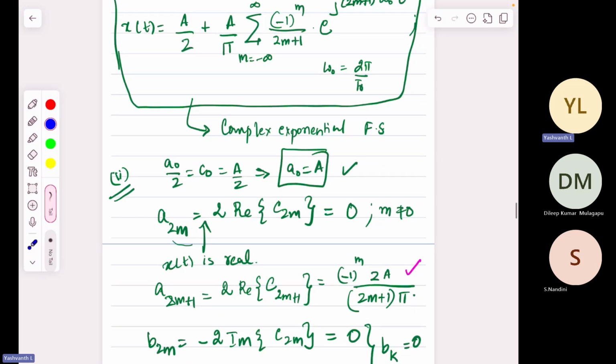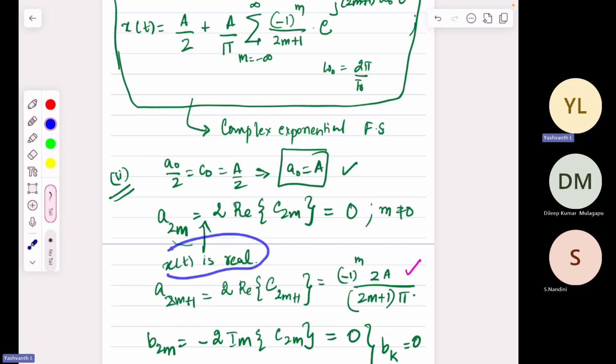Recall that we did this last time. If we are given trigonometric Fourier series coefficients, we can find the complex exponential Fourier series coefficients. Similarly, if we are given complex exponential Fourier series coefficients, we can also find the trigonometric ones. That's what I'm going to do here. We know that a naught by 2 is equal to c naught, but c naught we computed to be A by 2. Therefore, a naught is equal to A.